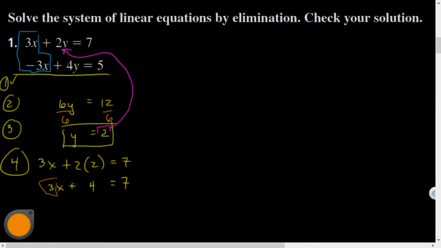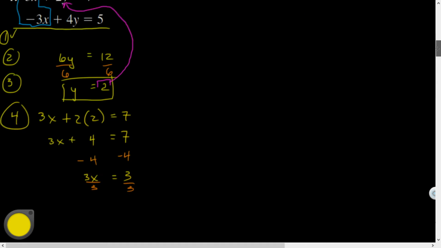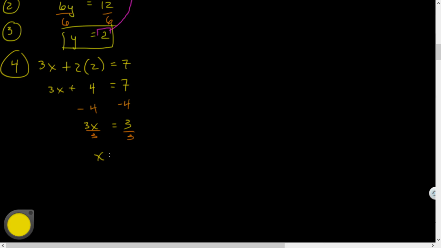Do I deal with the 3 or the 4 first? Opposite of PEMDAS, SADMEP. Subtract the 4 from both sides. I like it. So I'm going to have 3x equals 3. And now divide by 3. Save that creation of possible fractions until the very end if you can. Right? No need to trudge through fractions, friends. And x equals 1. So my solution is 1, 2.